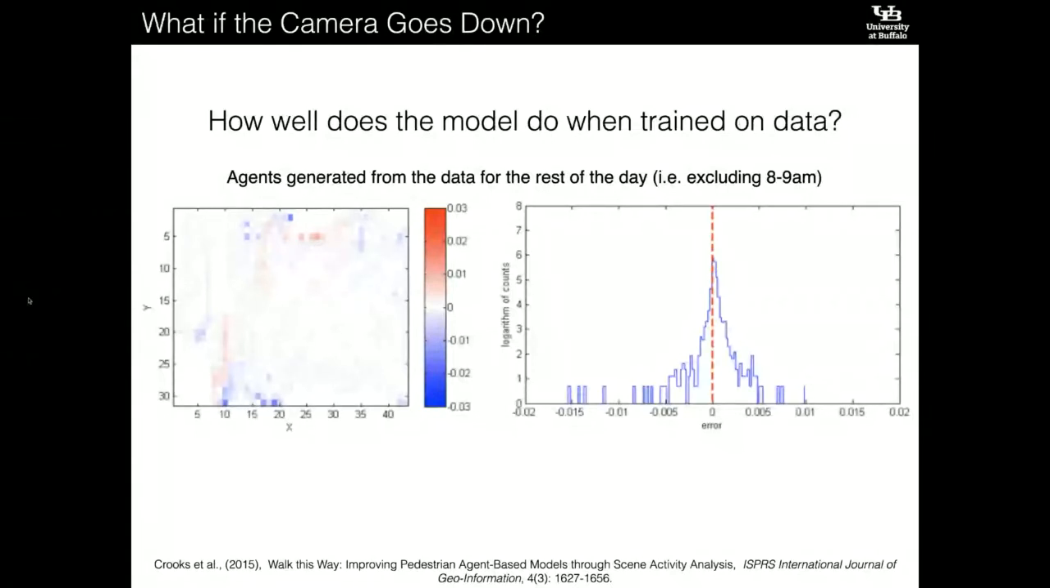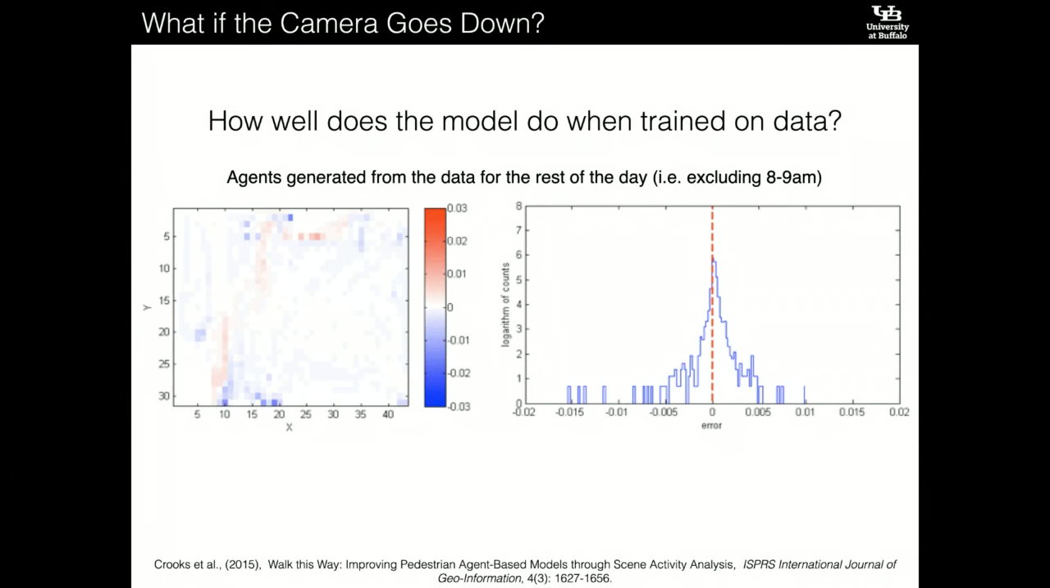So, for example, if we build a model and train the model on a certain time frame of data, and don't use another, and then run the model for the out of sample part of the data, how does our model predict the movement pattern for out of sample data? This is an example here.